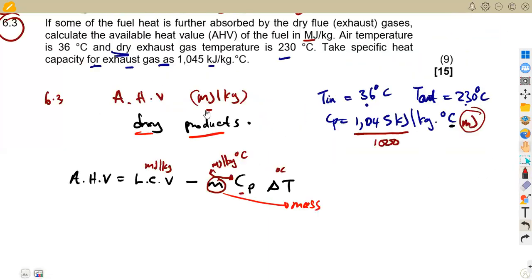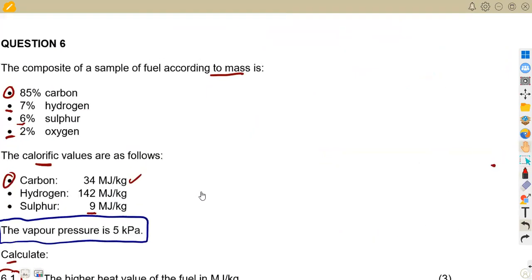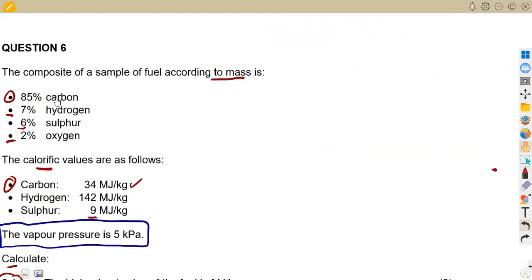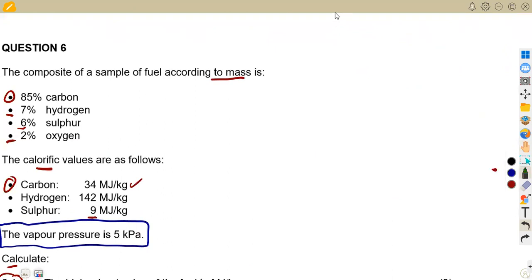In order for you to have the mass of dry products, we are going back now to the inputs in this case, which is our carbon, hydrogen, sulfur, oxygen, this part that we are given. We know that we can obtain our products from these. So this you are supposed to calculate aside. Let me just use this space here for the products.